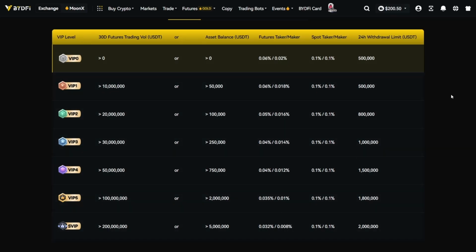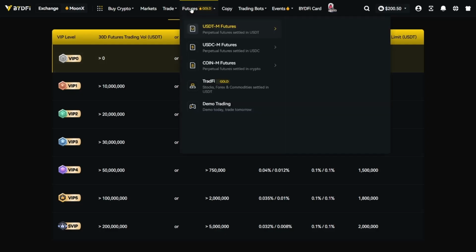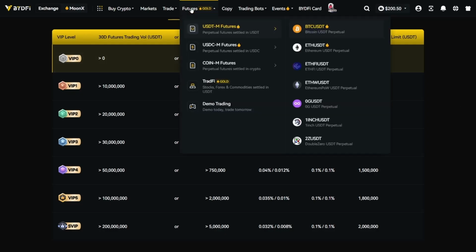Now that we understand the trading fees, we can head up to the top under futures and we can see that there are three different options. We have USDT-M futures, USDC-M futures, and Coin-M futures. USDT-M and USDC-M simply mean the trade is margined with a stablecoin, either USDT or USDC. So your balance, profit, and loss are all shown in stablecoin value. Coin-M is a little different. With Coin-M contracts, you're using the actual crypto itself as margin, like Bitcoin or Ethereum, and your profits and losses are also calculated in that coin.